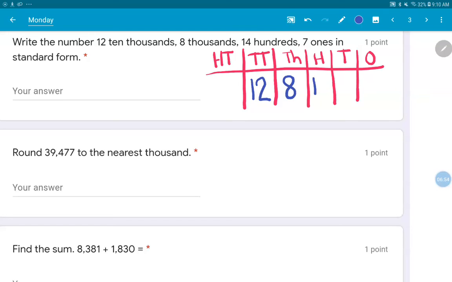I have 14 100s. 7 1s. Do I have any 10s? Nope. I'm just going to go ahead and put a 0 there. So, can I write that number down as 1281407? Yes. Why not, Harper?